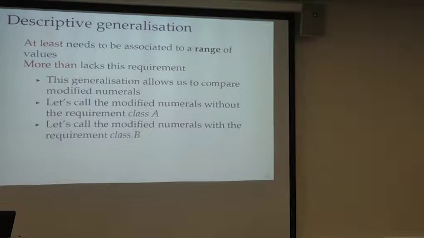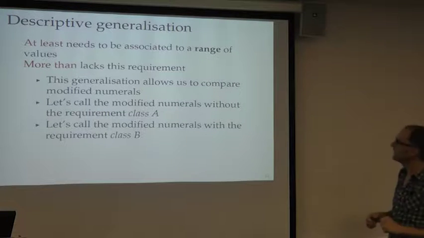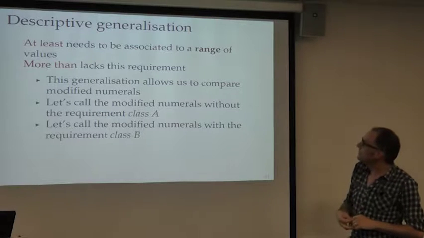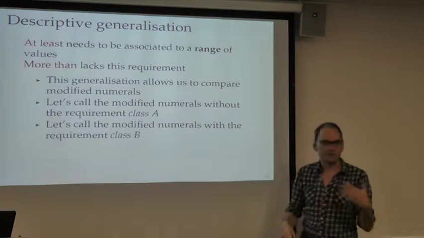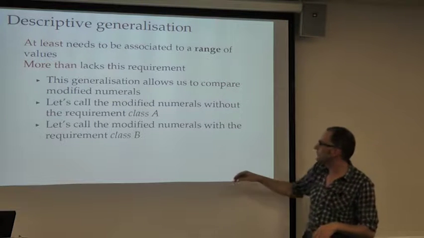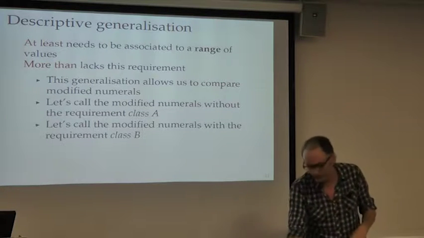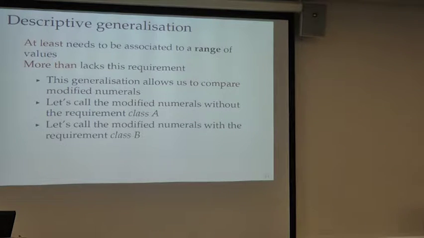Now we have something to grasp hold of. So now we can go back to all these different kinds of modified numerals and test whether they are of the range kind or of the non-range kind. Let's give them labels. Modified numerals that do not have the requirement, things like more than, are called class A. And modified numerals with the requirement, with these range effects, we call class B.